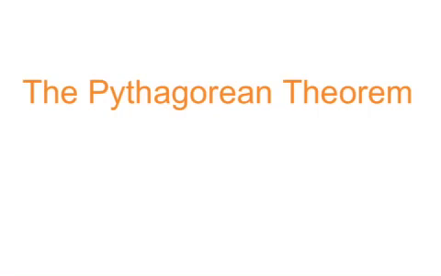The Pythagorean theorem. In a right-angled triangle, the square of the hypotenuse is equal to the sum of the squares of the other two sides. Now, what exactly does that mean?